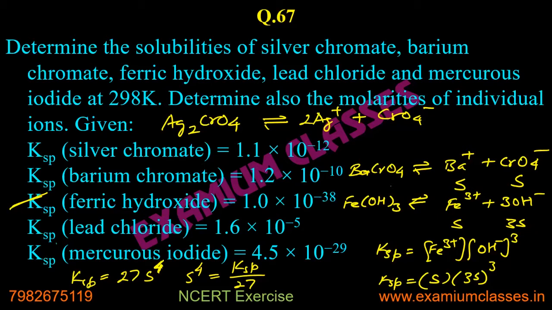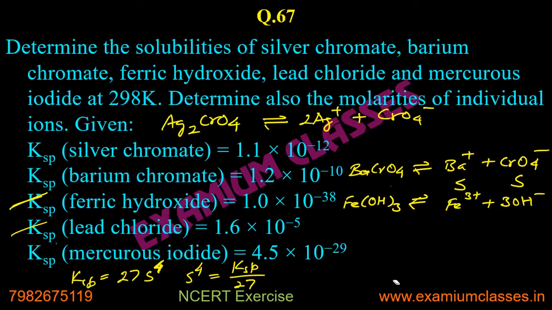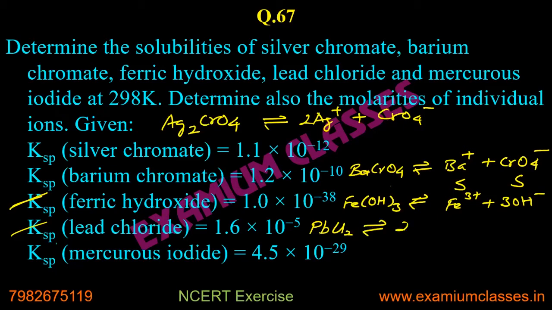Now I said that in the last part there is something tricky. Otherwise, I'm writing just the equation of the fourth part as well. Lead chloride, in its normal form PbCl2, will give you Pb2+ plus 2Cl-, that is S and 2S.